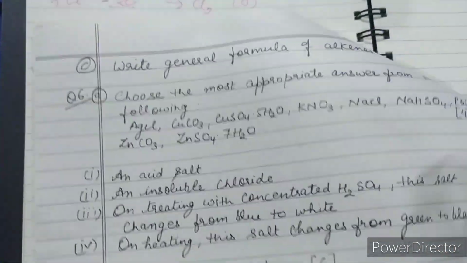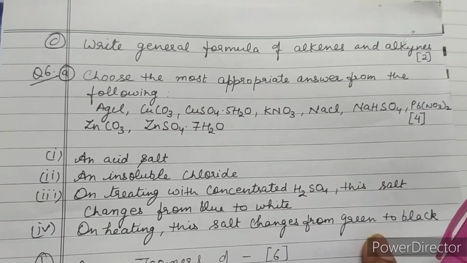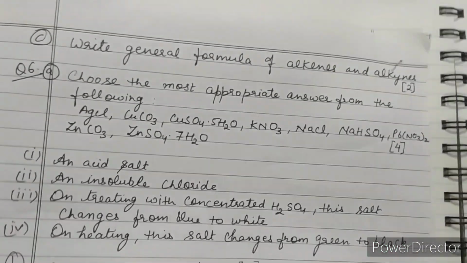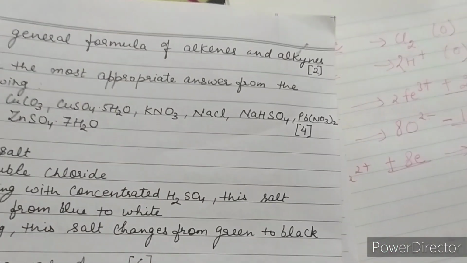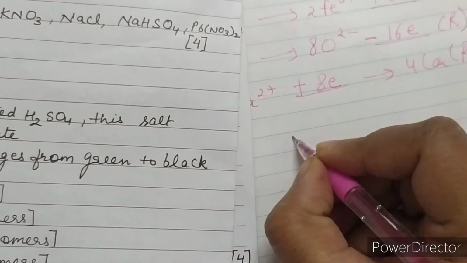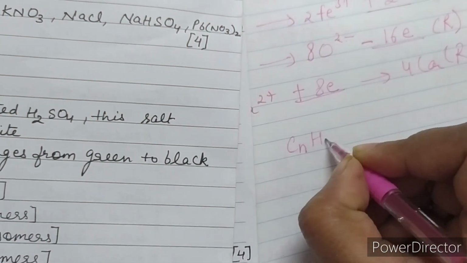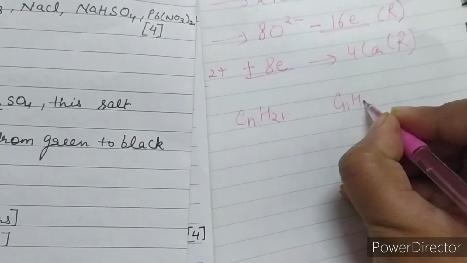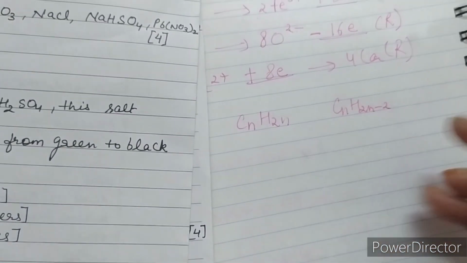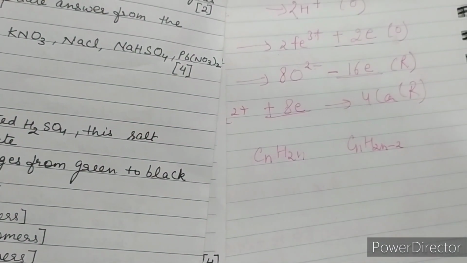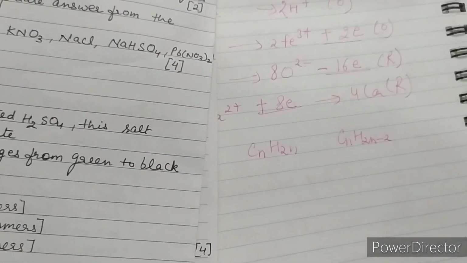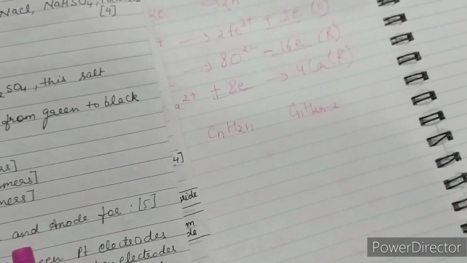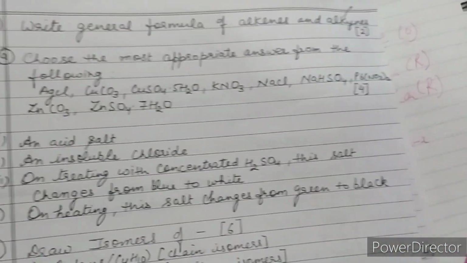Next is: write the general formula of alkenes and alkynes. The general formula of alkene and alkyne is a theoretical question. The general formula of alkene is CnH2n, and the general formula of alkyne is CnH2n minus 2. Write it in proper subscript and superscript. Sometimes children write n and 2n just beside C and H, so that will be considered wrong. So please write it in appropriate notation.